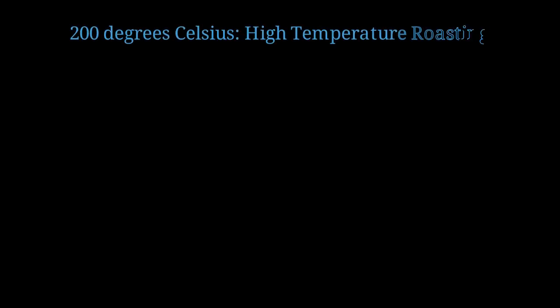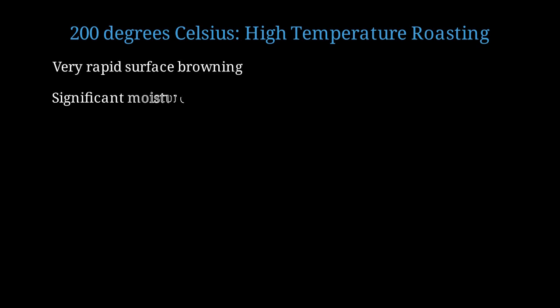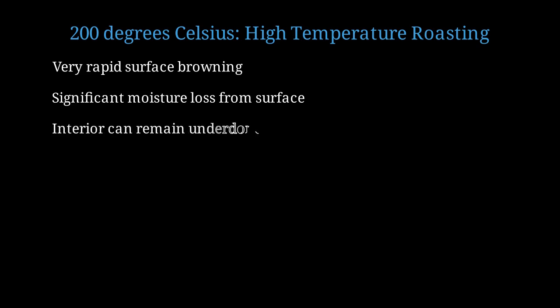At 200 degrees Celsius, we're entering high-temperature roasting territory. This creates dramatic transformations. Very rapid surface browning occurs within the first 15 to 20 minutes of cooking. Significant moisture loss from the surface happens quickly. The exterior can become quite dry. The interior can remain underdone if cooking time isn't sufficient. There's a large temperature gradient from surface to center.